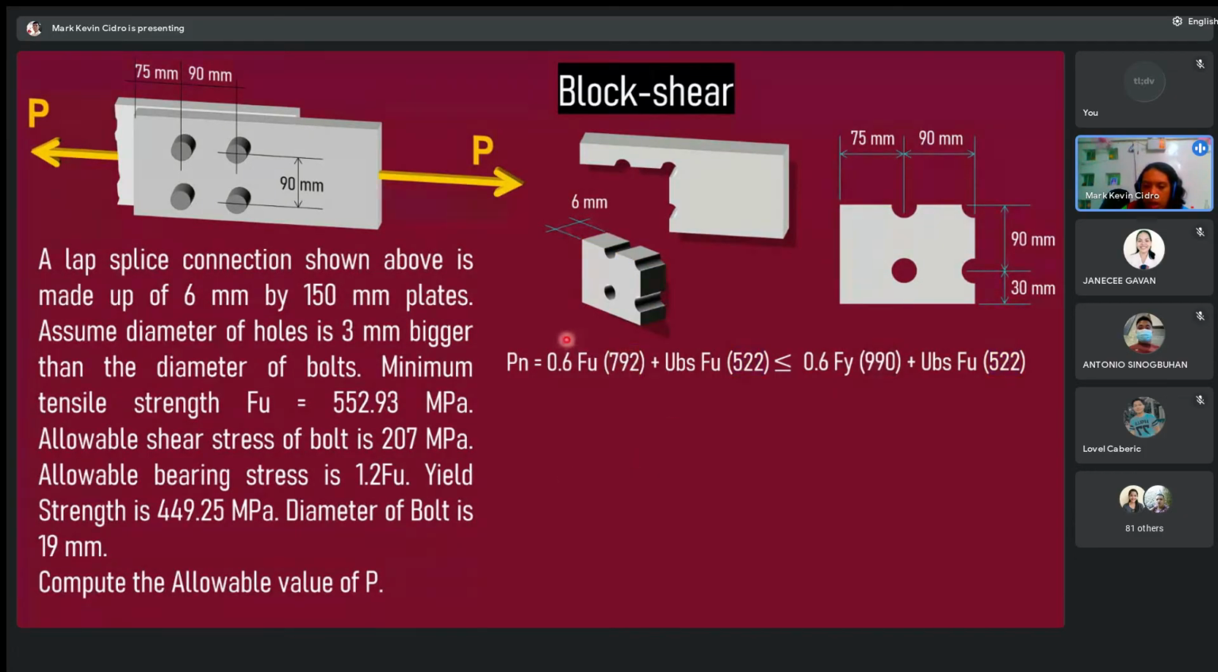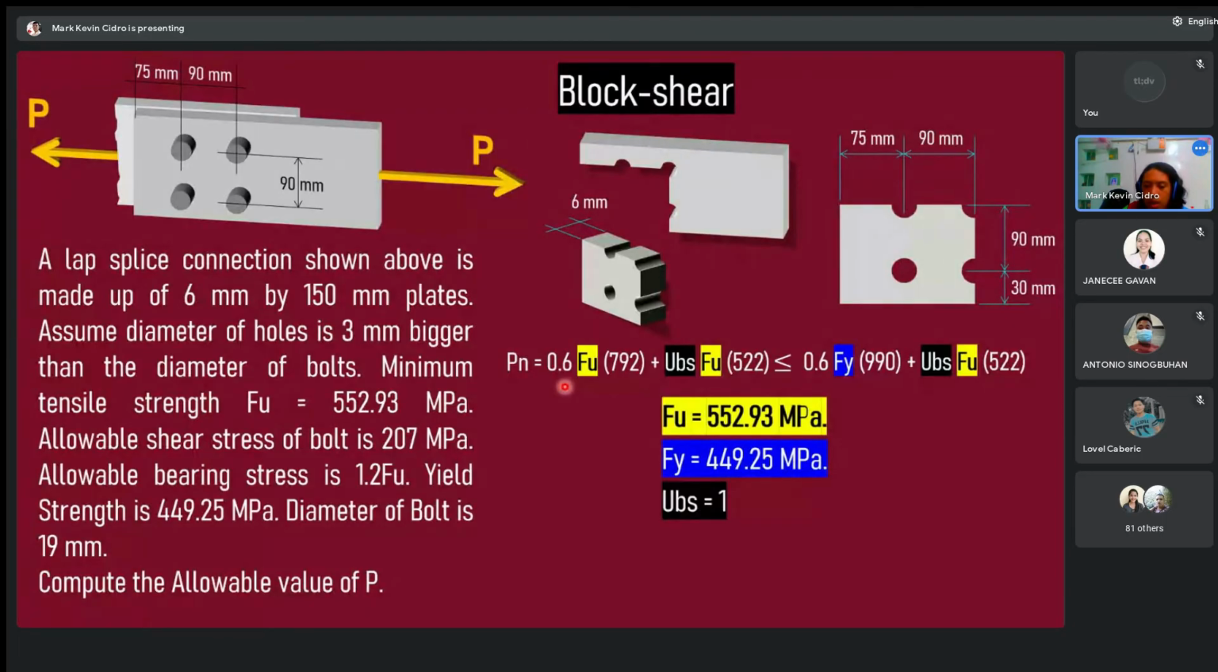Careful lang. I think this is 0.5, because Fu ang ginagamit, depende sa code. Okay, Fu is given, Fy is given, and Ubs is equal to 1. What is Ubs? Ubs is 1.0 for most cases except if tension is non-uniform. Uniform ito kasi plate. If tension is non-uniform, Ubs is equal to 0.5.